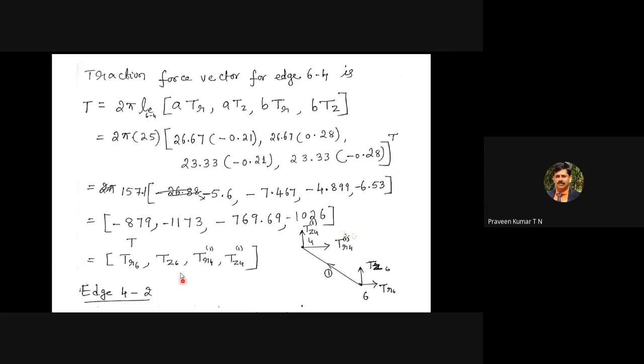But if you see this diagram, there is a node 4. Node 4 is the common node for edge 1 as well as edge 2. So now the net load acting at node 4 is the contribution from the lower edge plus the contribution from the upper edge. Node 4 is shared by edge 2 as well as edge 1. That's why we have TR4 of 1 and TZ4 of 2.